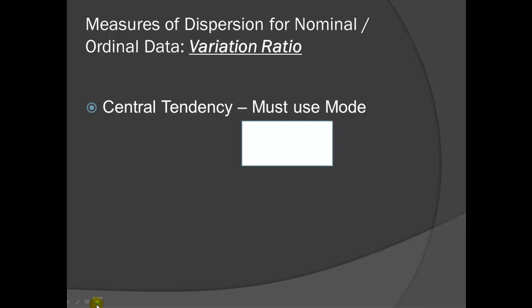Well, the variance ratio actually looks at the mode to determine the dispersion within your nominal or ordinal variable. Here's our basic formula for this. Now we'll break it down in parts. This V here stands for variation ratio. You'll sometimes see that put as VR.